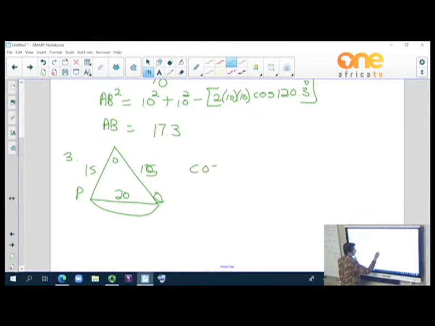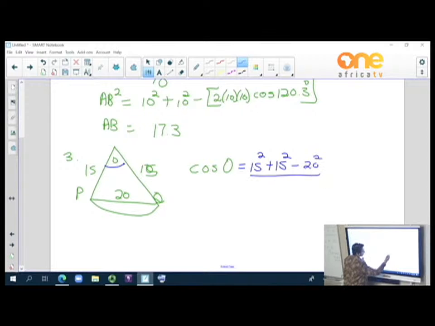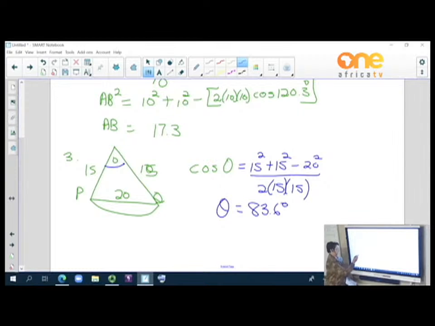So cosine O, for those of you who struggle with trigonometry, this is the angle that you want. So this is the one that you're going to subtract. So it will be 15 squared plus 15 squared minus 20 squared over 2 times 15 times 15. It's the cosine rule with the angle. Second function cosine. What is the angle, Jan Indrek? 83.6 degrees.